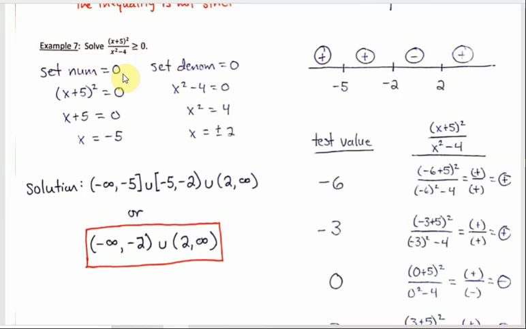All right, so how could the top be 0? Well, for x plus 5 squared to be 0, x plus 5's got to be 0, so x needs to be negative 5. For the bottom, x squared minus 4, for that to be 0, x could be 2 or negative 2, right?